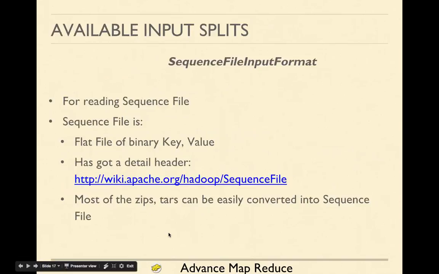And then comes sequence file input format. Sequence file input format is nothing but binary data. It can have binary key value format. What does it mean? Every record in sequence file input format is a pair of key and value. The key can be a string or a binary, and the value can be a string or a binary.